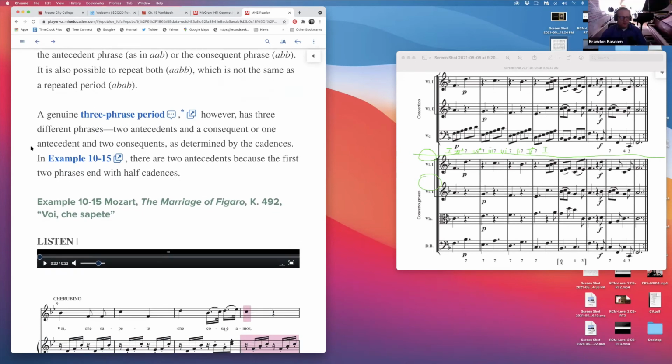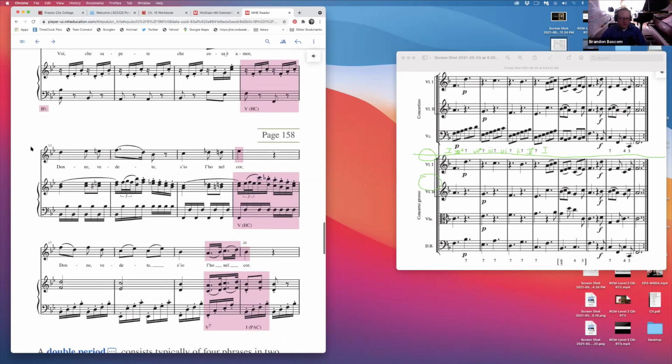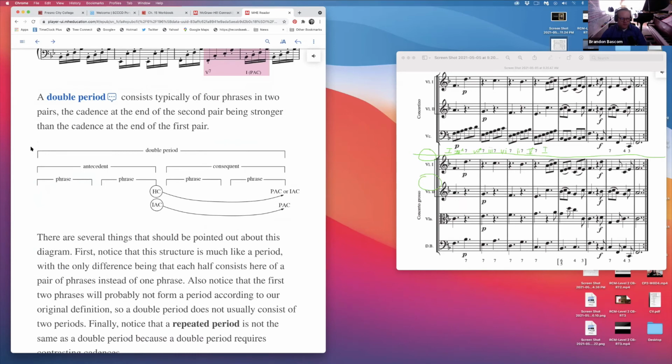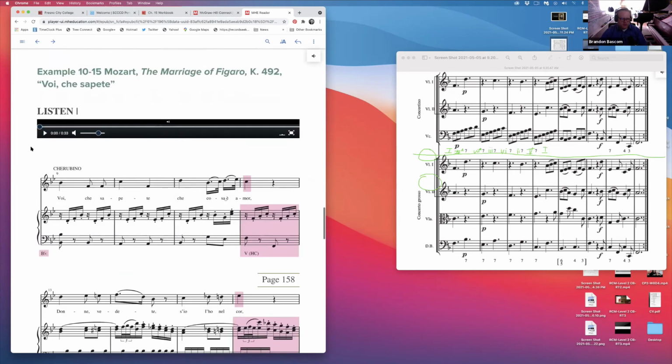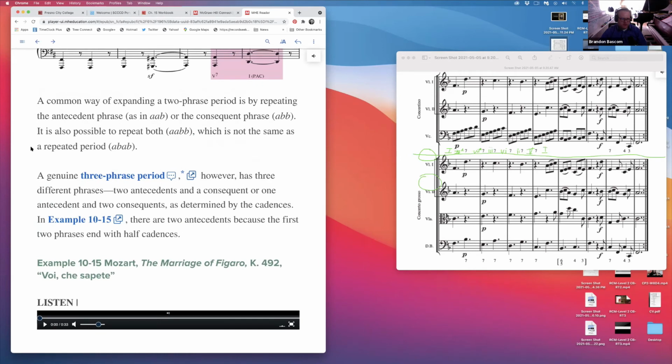Okay. Three-phrase period. Two antecedents and a consequent. It's going to be determined by your cadences, yes? Two antecedents because the first two antecedent cadences happen with half cadences. Questions on that?